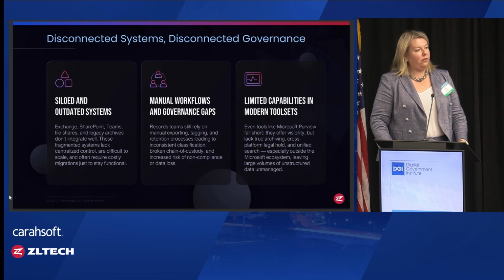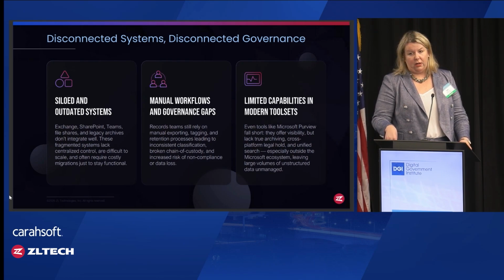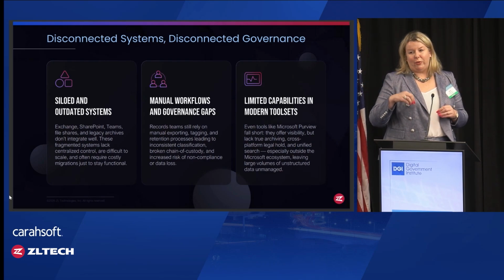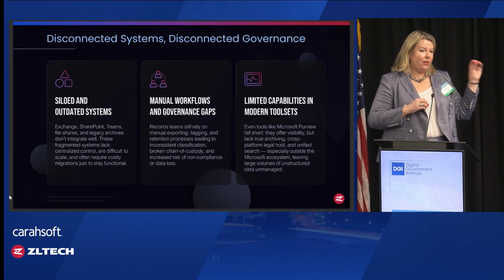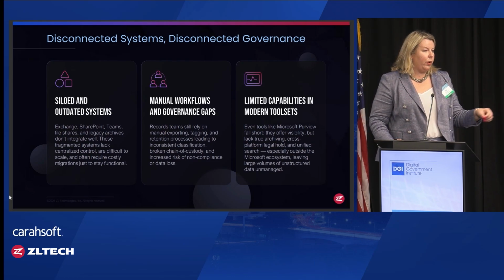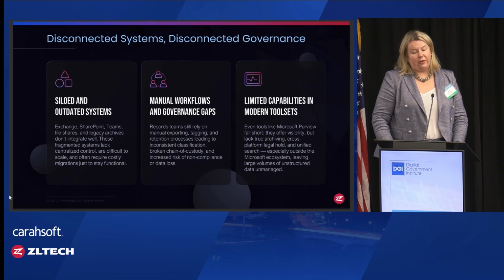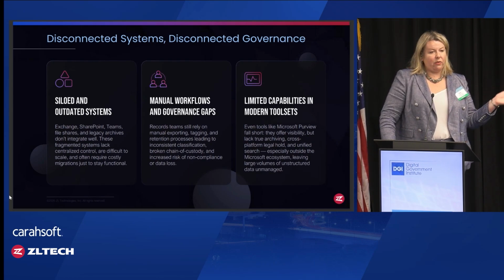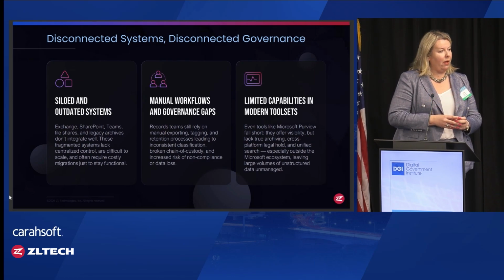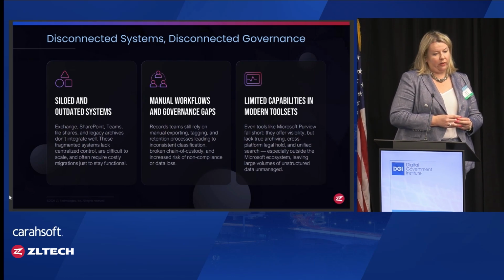There are still a lot of manual workflows and governance gaps in the way that we think about this data. So a lot of us still in our agencies and in our companies are manually applying tags. We are not considering one hand when we think about the other. So we're thinking about FOIA, but we're not thinking about the FRCP. We're thinking about NARA, but we're not thinking about e-discovery requirements. So it's really connecting the dots and making sure that as an organization, we're talking and bringing everyone to the table to make sure we're applying governance across all of this.